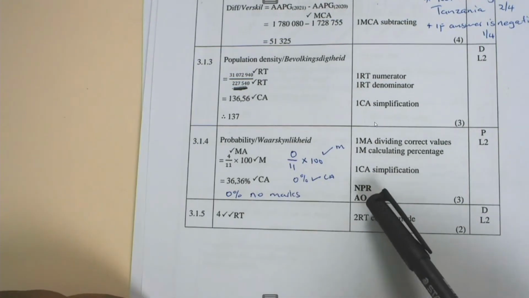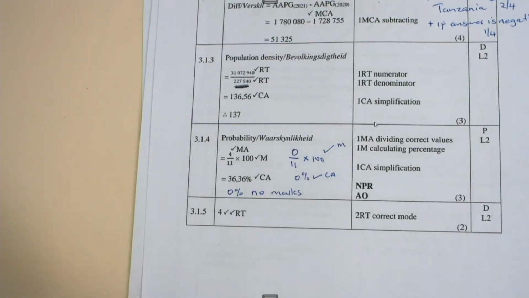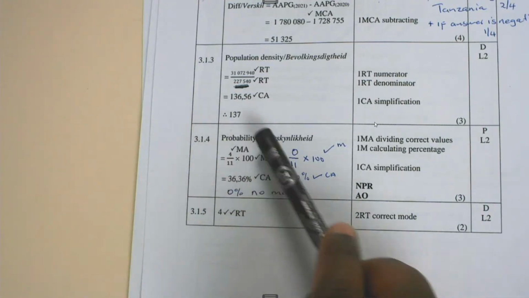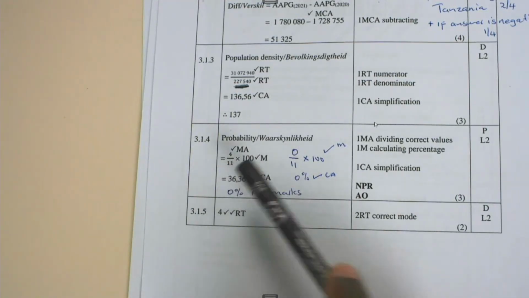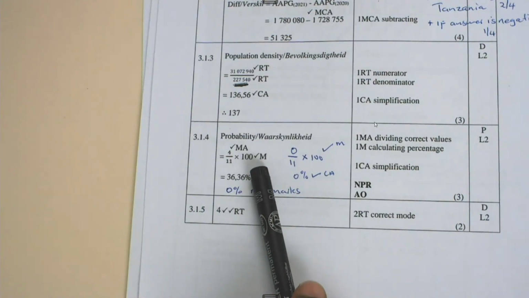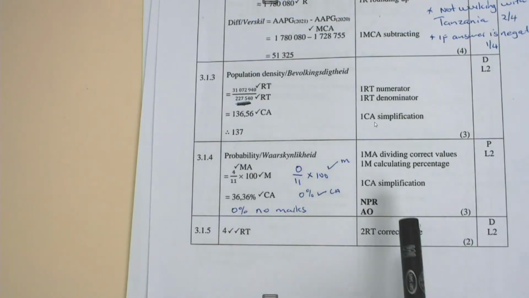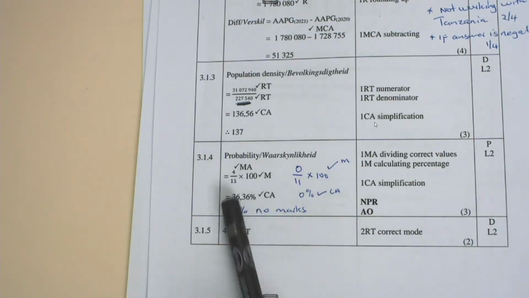You give full marks. Now let's look at the answers. The mark allocation is MA dividing correct values, 4 divided by 11, and then 1 mark for multiplying by 100, which is a method mark, and then 1 CA for the simplification, which is the answer.